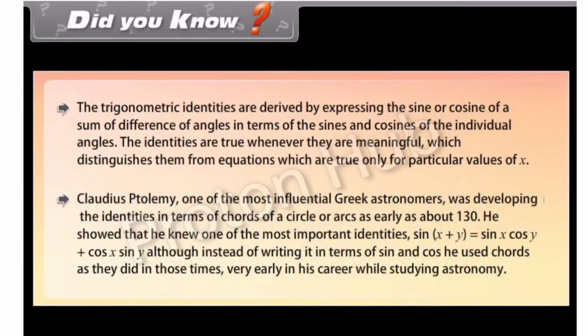He showed that he knew one of the most important identities, sin(x plus y) is equal to sin x cos y plus cos x sin y, although instead of writing it in terms of sine and cos, he used chords, as they did in those times, very early in his career while studying astronomy.